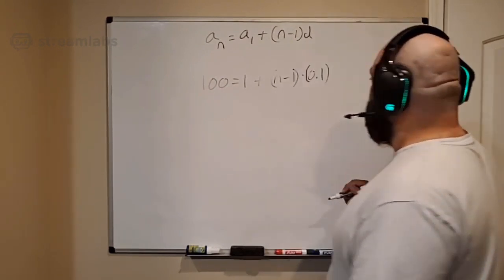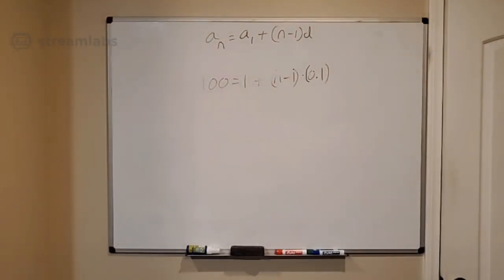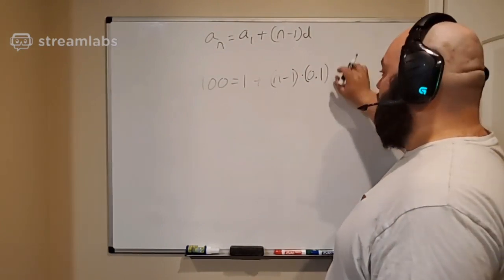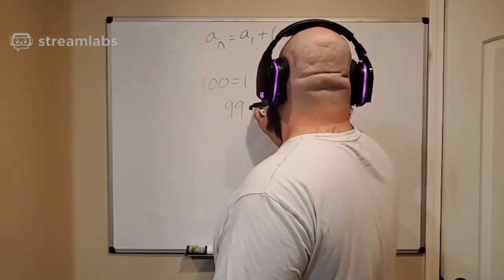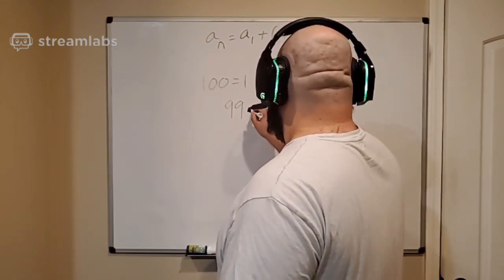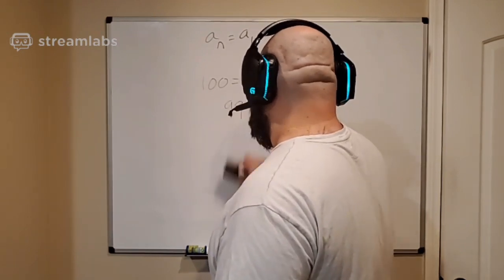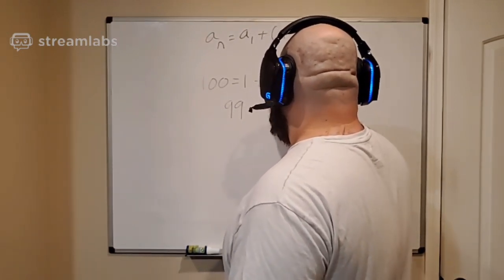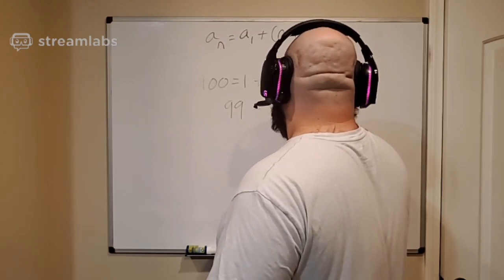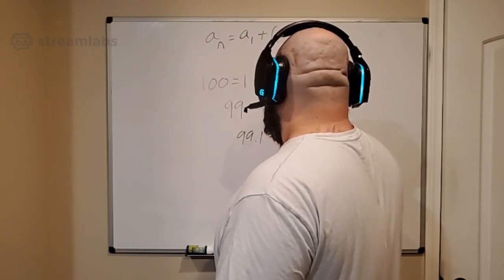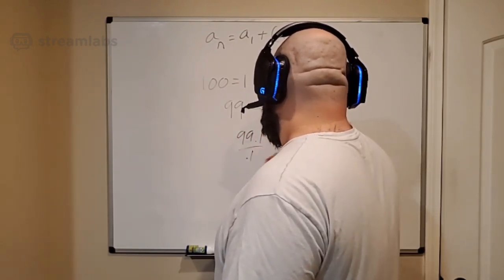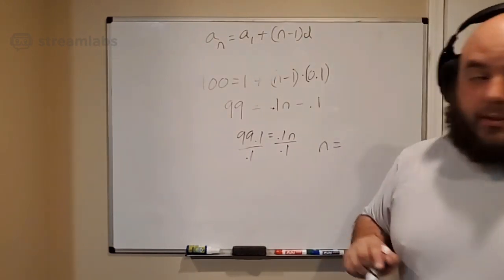And then just solve for n. Anytime you get these arithmetic or geometric questions, usually you're going to use a formula somehow. So you get 99 equals 0.1n minus 0.1. So you get 99.1 is equal to 0.1n, divided by 0.1. And n equals, I don't know what that is off the top of my head. But yes, I do. I'm done. 991.